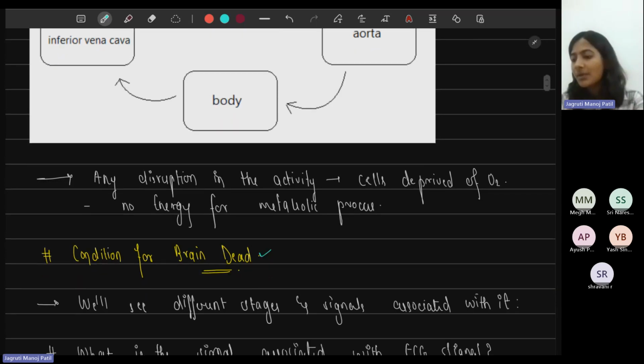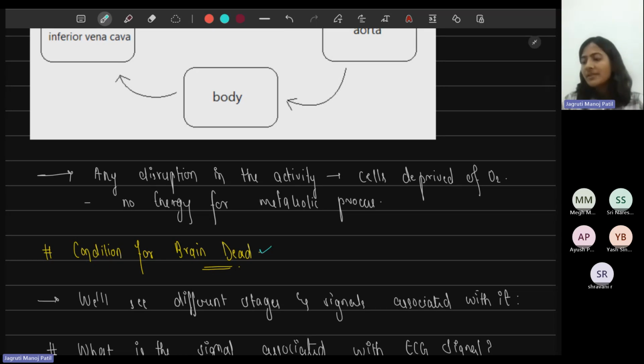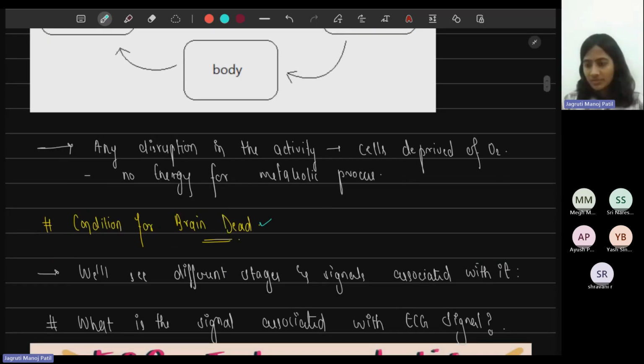But there's also a type of condition where your body can be revived but your brain is not reviving. You are able to move or do something, but you are actually numb, you don't have any information, or the brain is not responding, your central nervous system is not giving any feedback. So there are stages or conditions like that also. We'll see the different signals and stages which are associated with it.